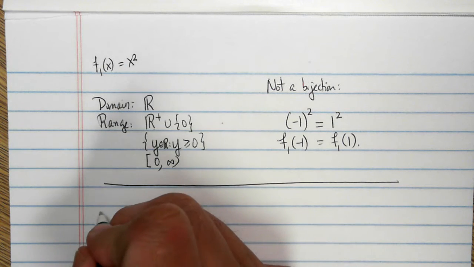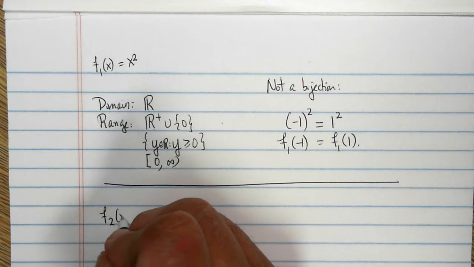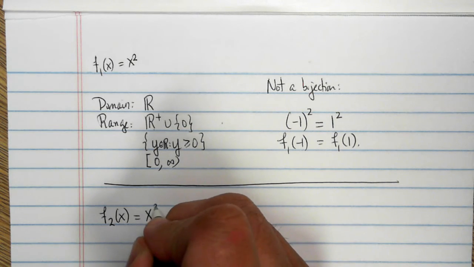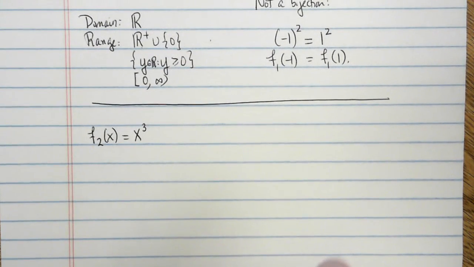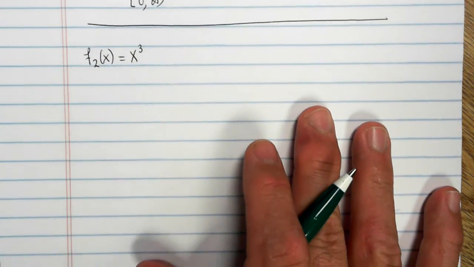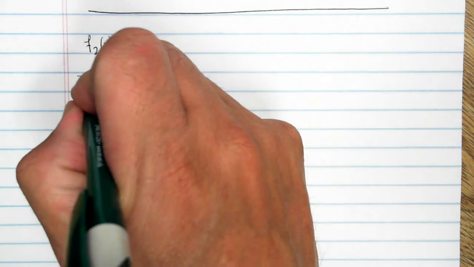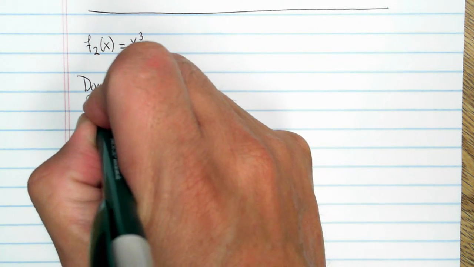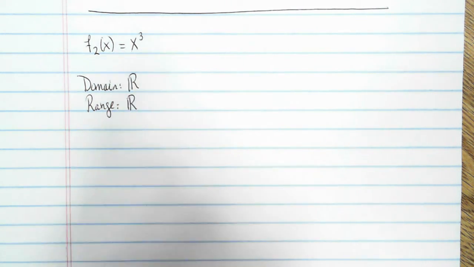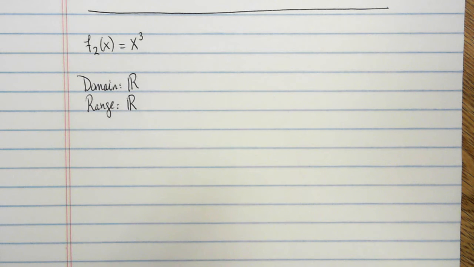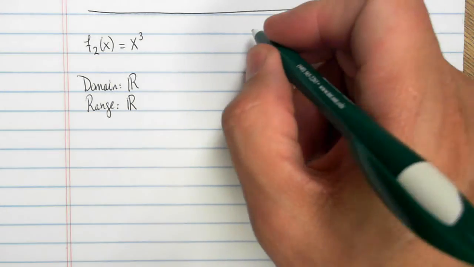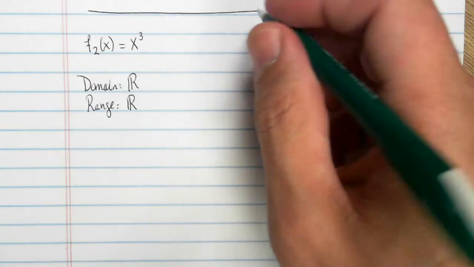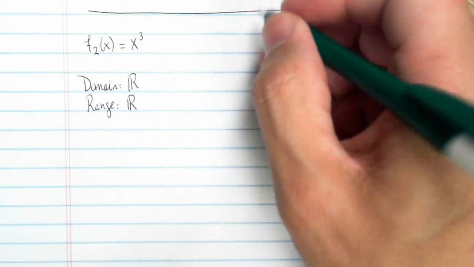Okay, our next example is x cubed. The domain of this function, the numbers that go in, are all real numbers, and the range is also all real numbers. Now this one is a bijection. The reason it's a bijection is that it's 1-to-1 and onto.